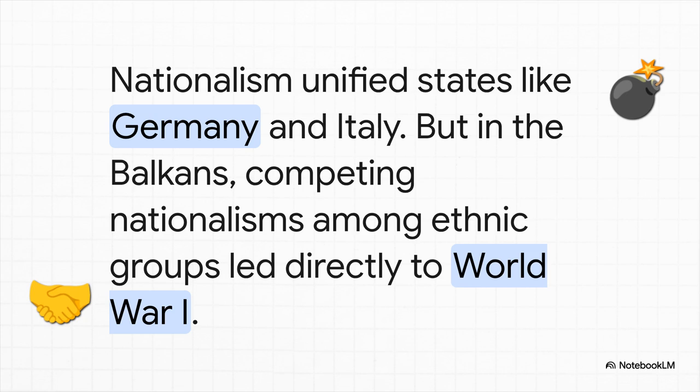When every single ethnic group, Serbs, Croats, Bosnians, all demanded their own nation-state on lands that overlapped, it turned the whole region into a powder keg. This is the dark side. The moment you define an us, you automatically create a them, and that tension is what ignited World War I.